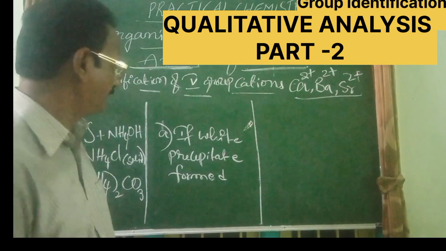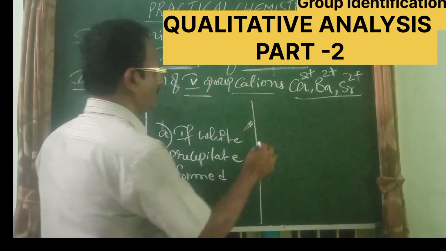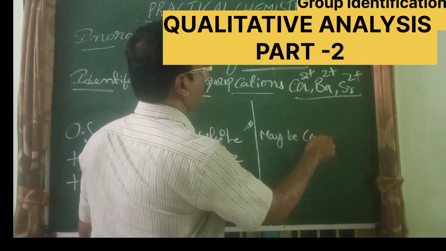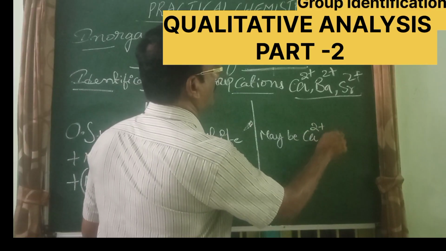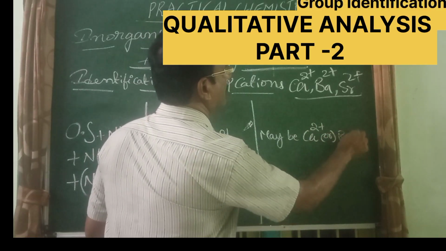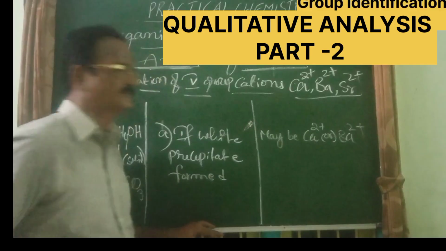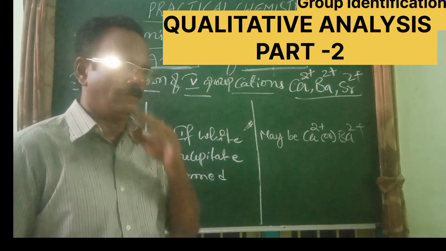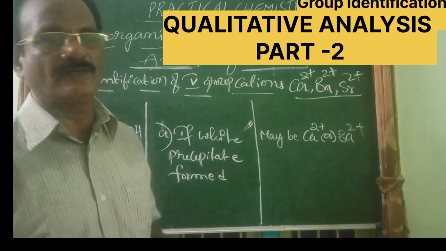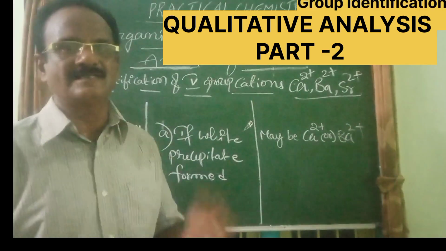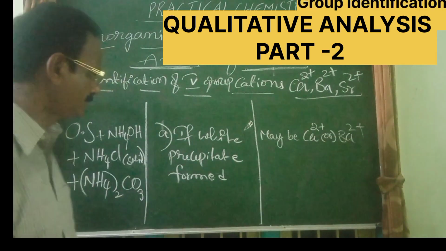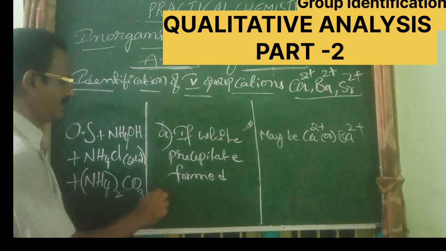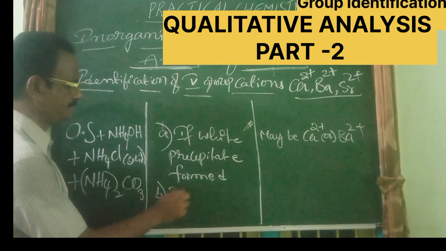So let us see, if a white precipitate is formed, maybe Ca2+ or Ba2+. We are not talking about Sr2+ right now, because usually it may not be given in the laboratories up to UG. So maybe Ca2+ or Ba2+. Let us see if there is no precipitate.